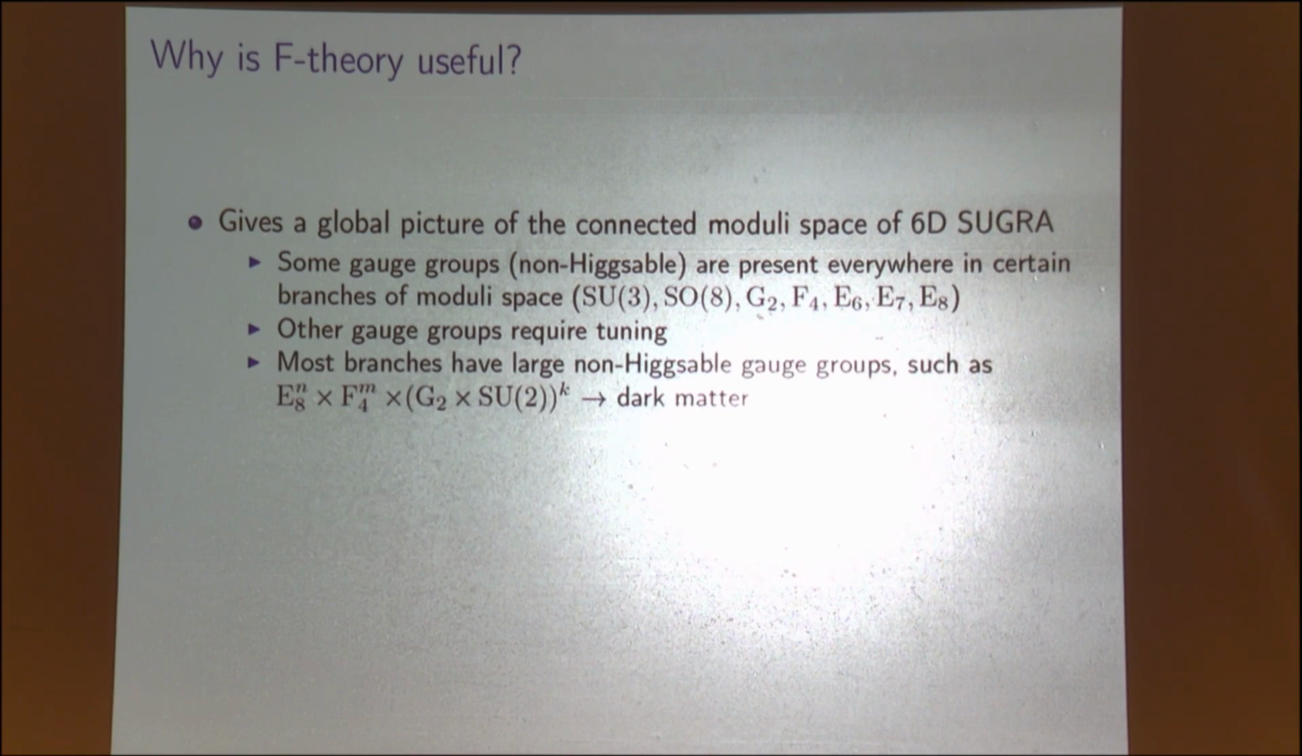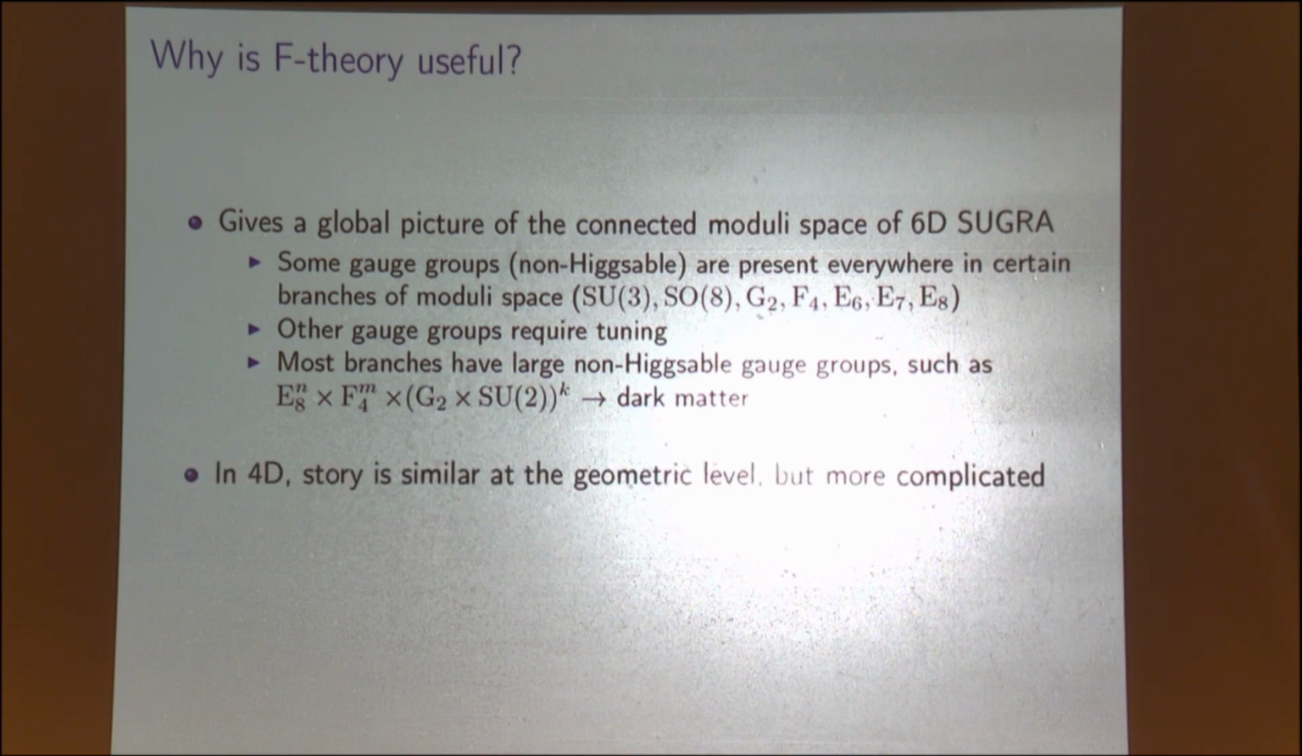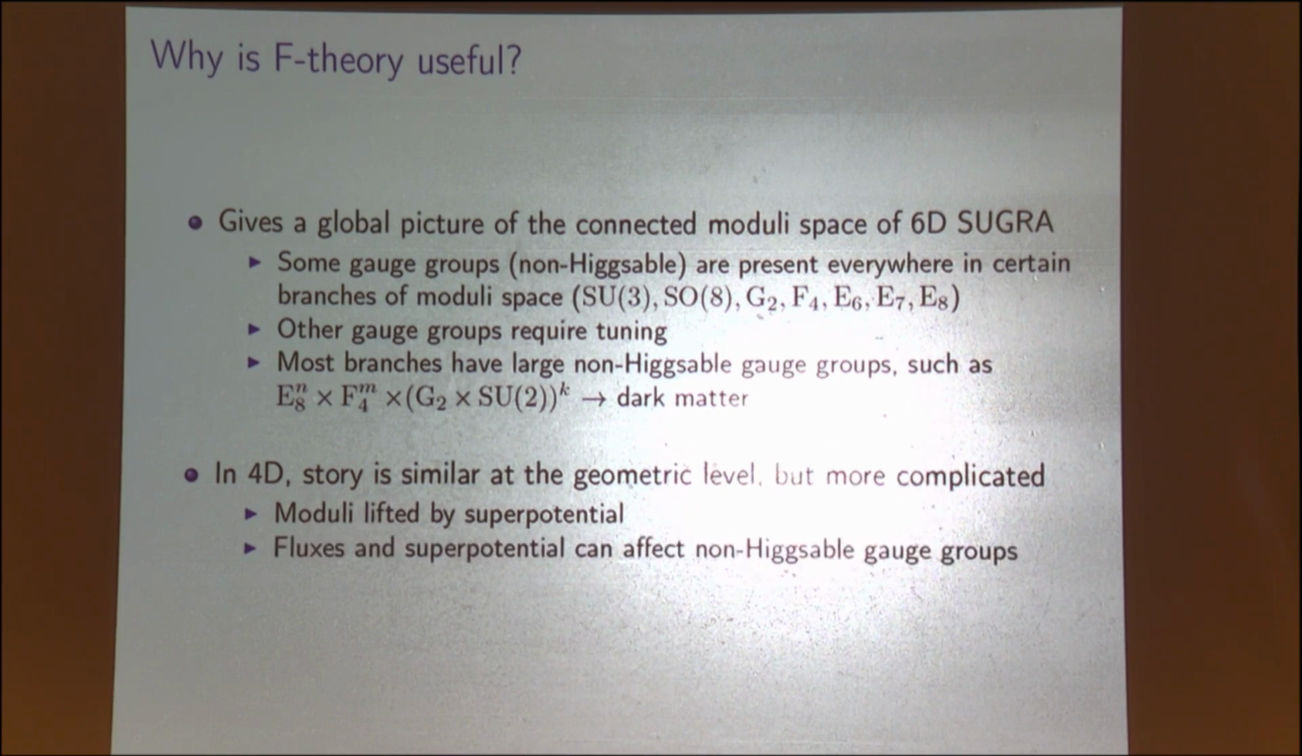Most branches of the moduli space have large non-Higgsable groups with many factors of these various simple groups. And these are candidates for hidden sector dark matter in a model building context. At the geometric level, we can say similar things about 4D, but it's a bit more complicated there because the moduli in general are lifted by a superpotential, so we no longer have this one connected moduli space picture that was so nice in 6D. And in addition to the geometric data, you have to include fluxes, and the fluxes in the superpotential can affect these non-Higgsable clusters.